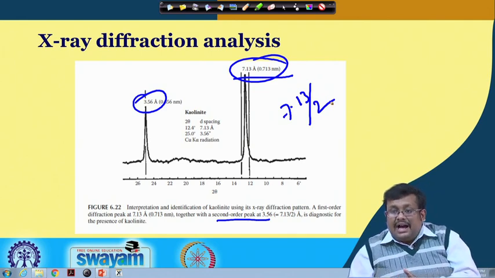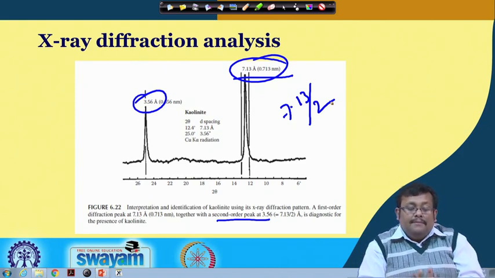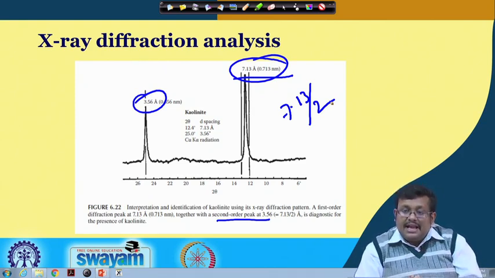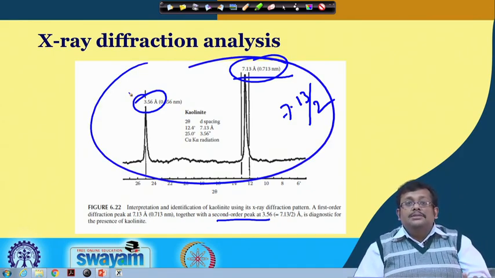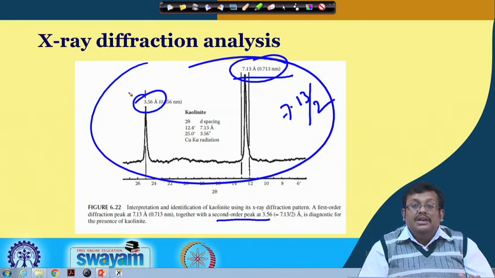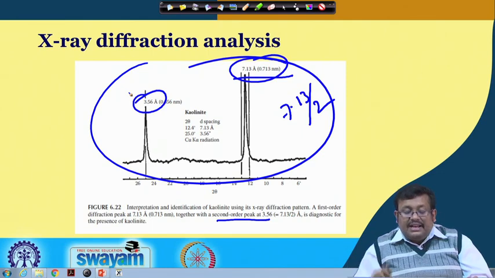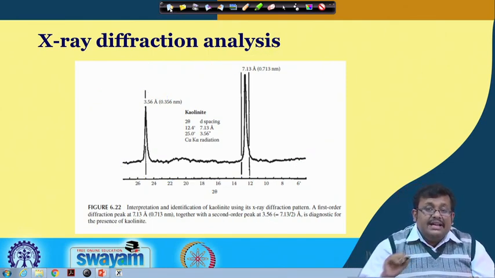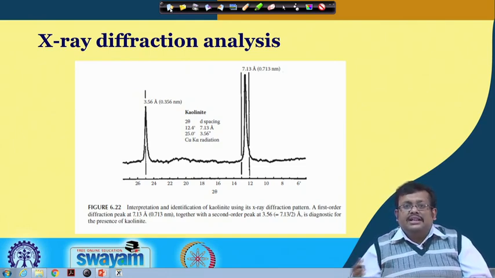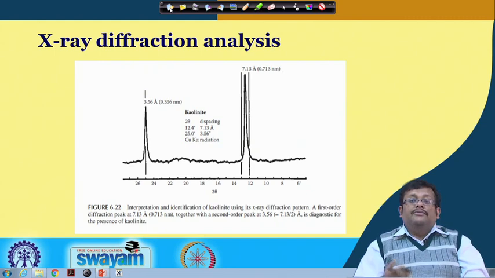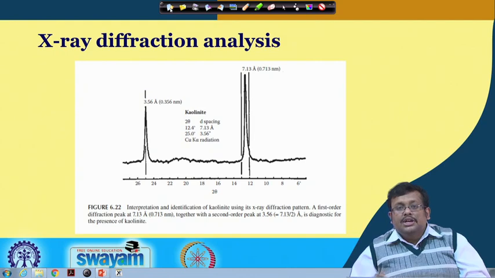So, you can see these d-axis spacings can be exactly identified by using X-ray diffraction analysis, and using these X-ray diffractograms, you can identify the individual clay minerals. There are several details about X-ray diffraction analysis, and we are not going into details. However, if you are interested, you can consult any book which deals with X-ray diffraction analysis.